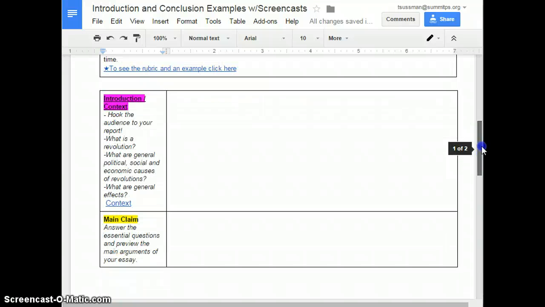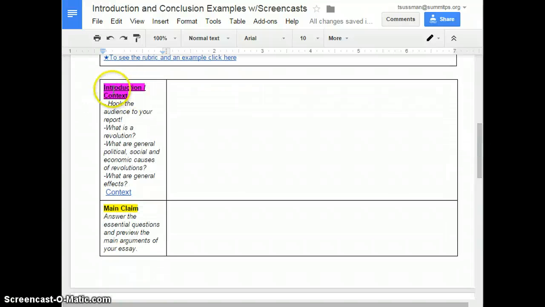There's two parts to the introduction. The first part is the context of what a revolution is and why revolutions occur, and then we jump into the main claim, which previews both the arguments of body paragraph 1 and the arguments of body paragraph 2 in a more generalized way than the two smaller claims of those paragraphs did. Starting off, we're going to write the context.